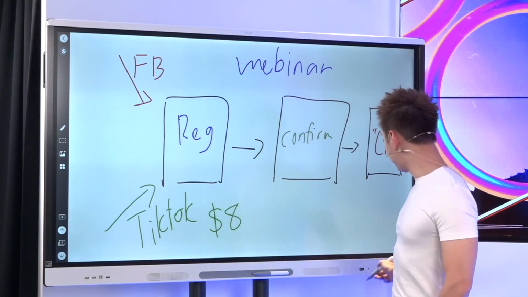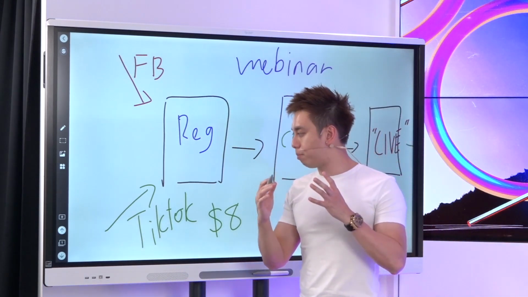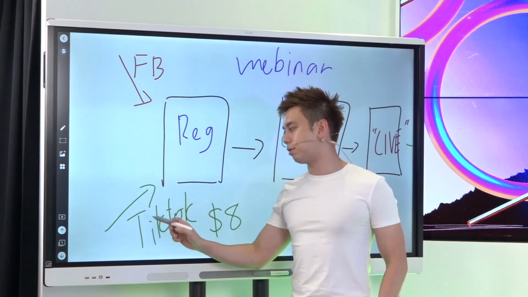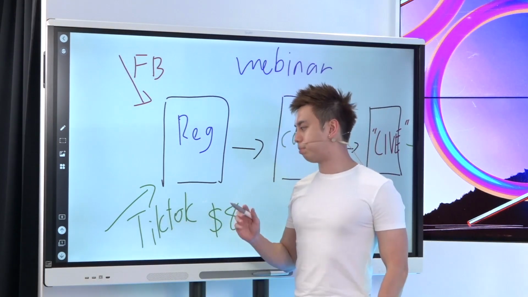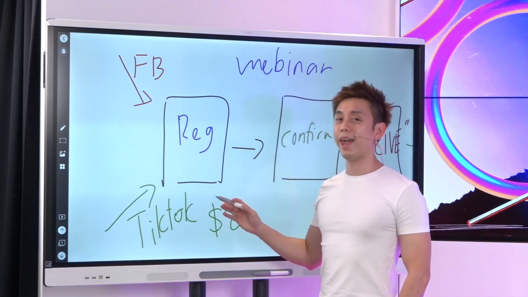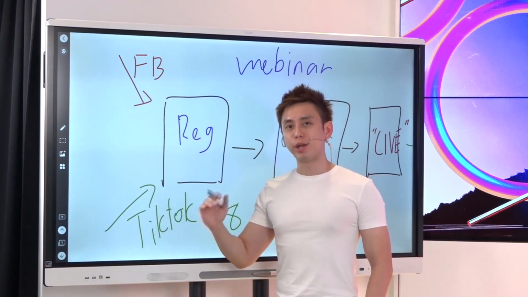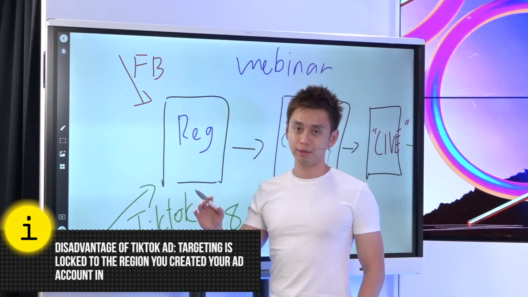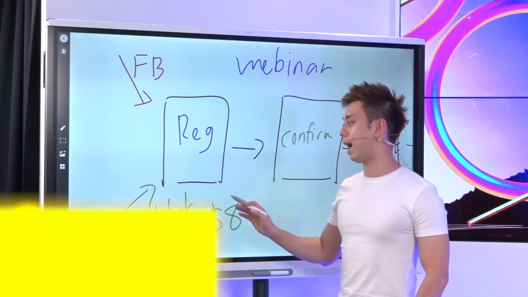So then the next thing that we need to do to make sure that it's an apple-to-apple comparison is we went over to Facebook, and here's the downside of TikTok right now. It's really weird, but because they literally just started to roll this out, you can, and it sounds ridiculous, I know, but you can literally only target the people that you created your ad account in. Yes, I know, it sounds like they absolutely hate money.